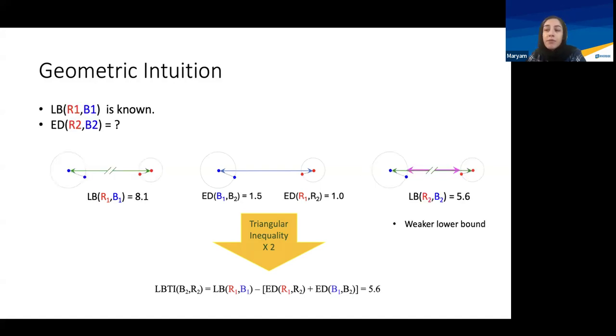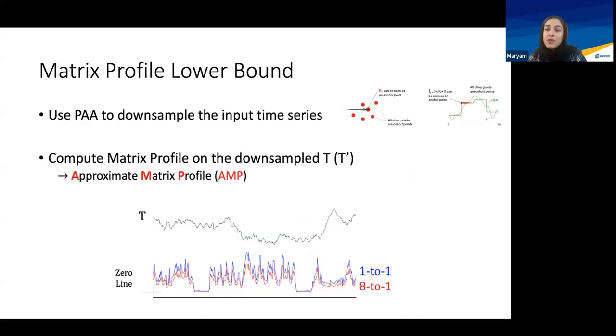The same idea works if we know a lower bound for the R1 and B1 distance and not the exact distance. And it leads to a new lower bound, which is bigger but much faster to compute, for the distance between R2 and B2. In the time series domain, this principle is applied through downsampling, and here's how it works.